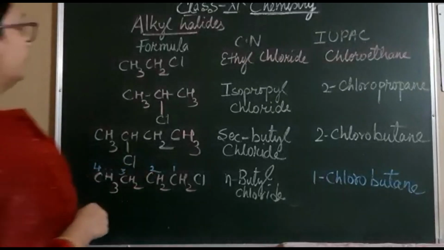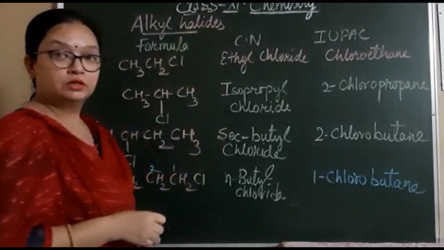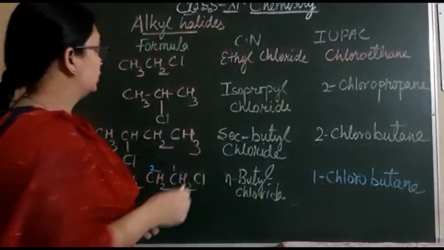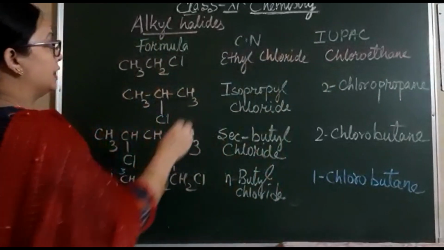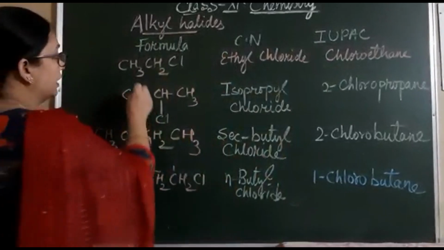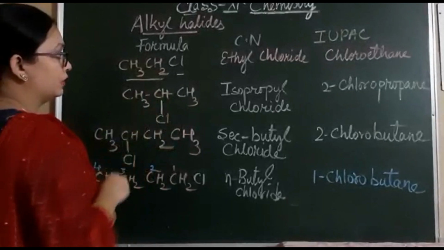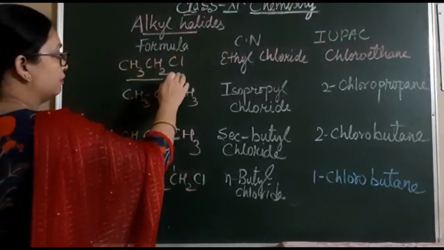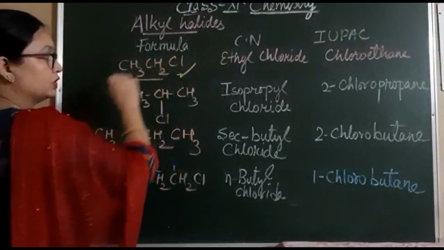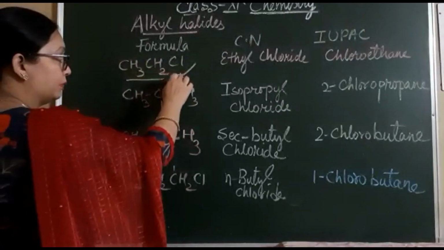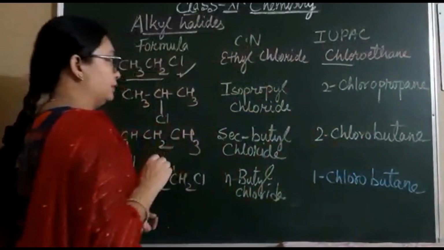Now let us see the nomenclature of alkyl halides, the table of the name of the compounds. Here formulas are given, common name, IUPAC name. In common name we have to write the name of the alkyl group first and then the name of the particular functional group. But in IUPAC name, first we have to write down the name of the functional group, which will be used in the form of the prefix, and then the number of carbon atoms.